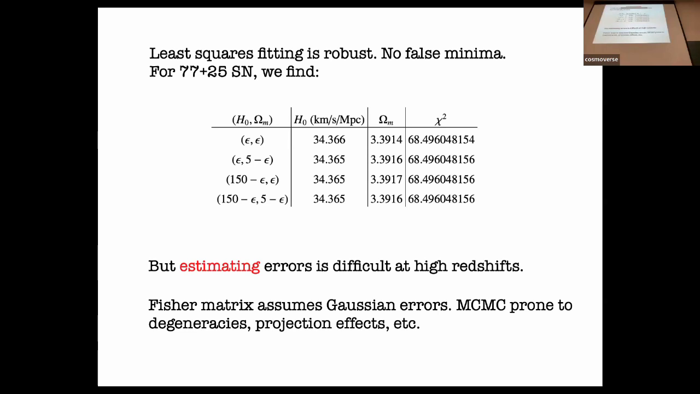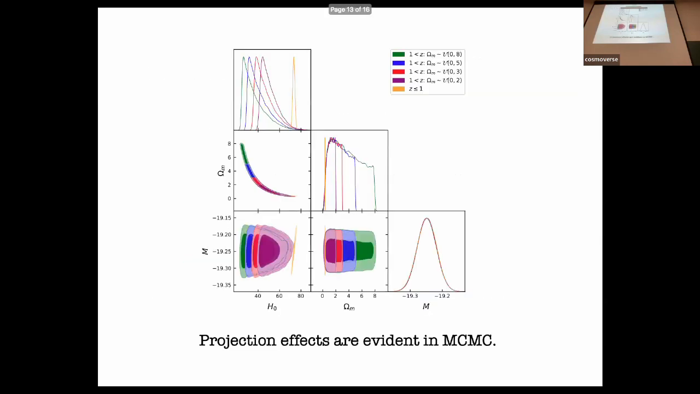But as I showed you at the beginning, once you get to high z stuff, your distributions are completely skewed. Estimating errors is very, very tricky. That's why I'm not telling you what the errors are here. I've just provided you an improvement in chi-squared across the sample. And you could go to a Fisher matrix. I assume you're using a Fisher matrix, right? So basically that gives you Gaussian errors. And MCMC is prone to degeneracy.